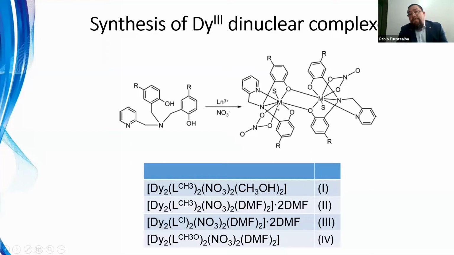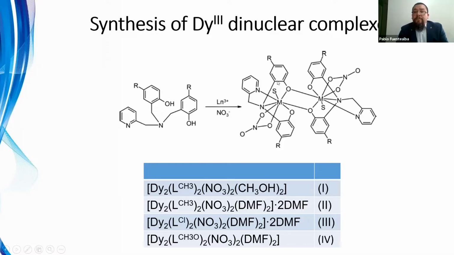The metallic center presents an octa-coordinated environment where I have mentioned 4 coordinated atoms so far provided by the ligand. The other 4 atoms are provided by a bidentate ionic nitrate molecule and also a coordinated solvent molecule. We have defined this as a solvent molecule only because we have obtained this compound with methanol in the first coordination sphere and also with dimethylformamide in the first coordination sphere.